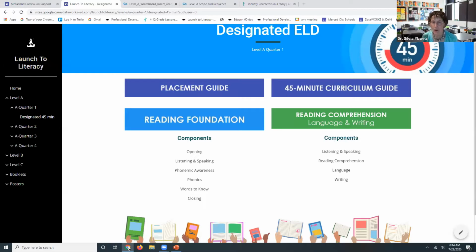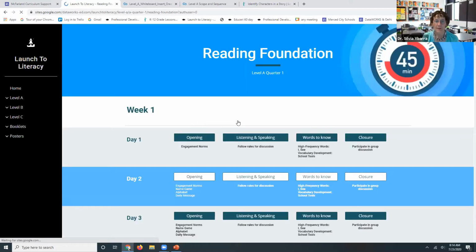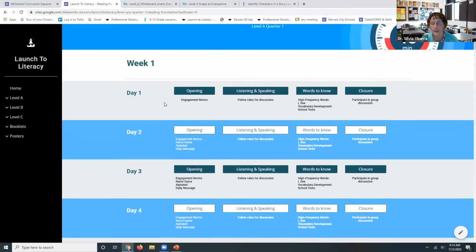So I'm going to go over on the reading foundation and I'm going to open it up. And this is a program that is already pre-done for you. It's already ready to go. The only thing is that we really have to think about how we're going to teach it. The teaching is really the tricky part, and that's what Joe is going to be doing. You have day 1, and it tells you exactly what we're going to be doing.